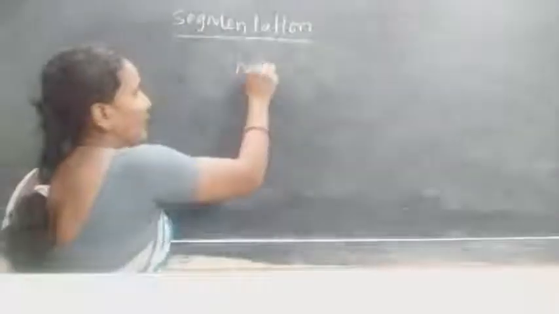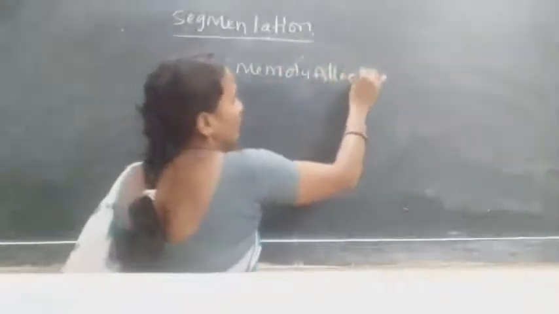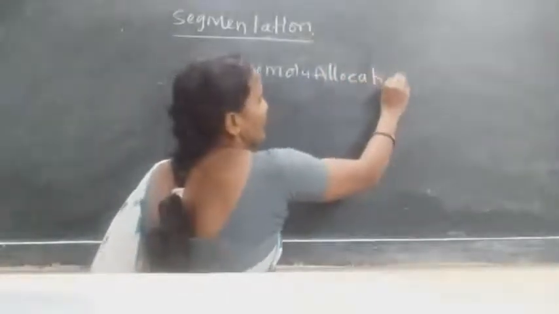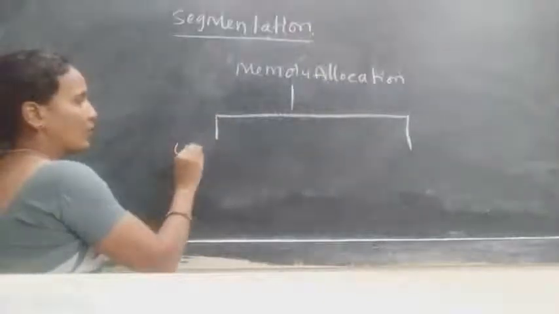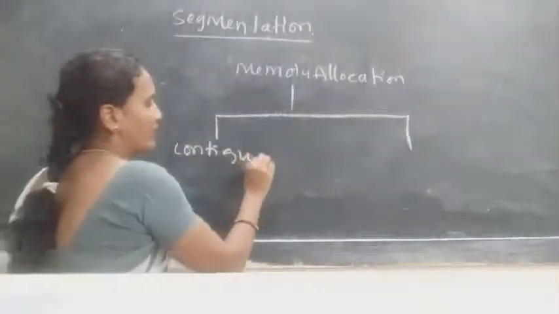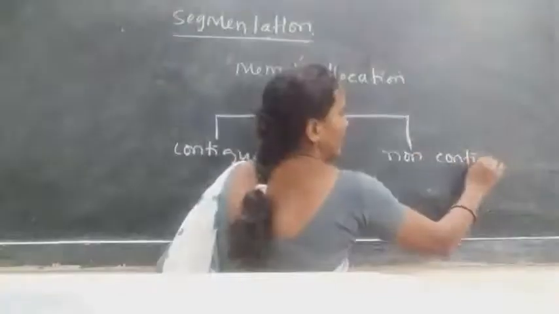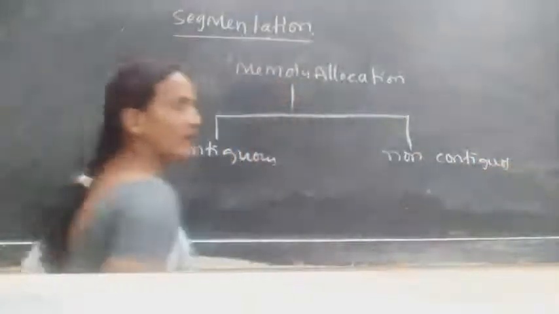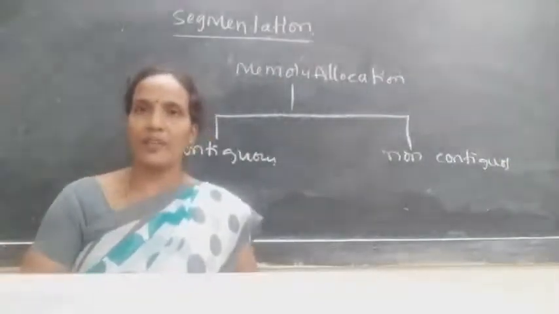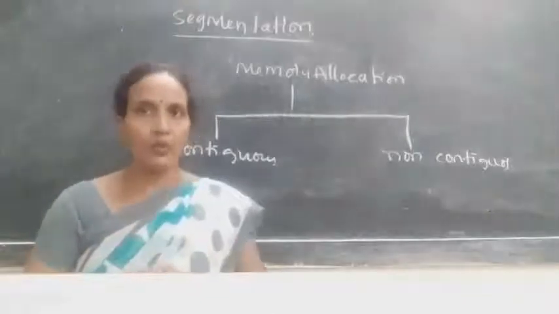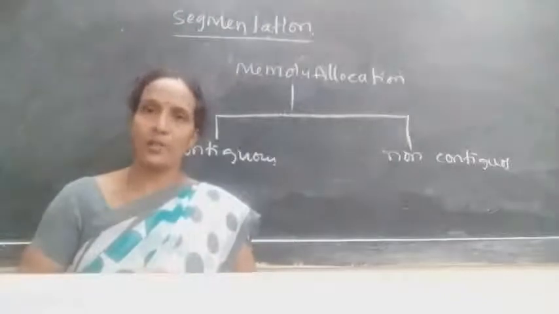When memory is allocated, there are two types of memory allocation. One is contiguous and the second one is non-contiguous. I have already explained contiguous memory allocation. In contiguous memory allocation, whenever the user wants to execute any program, continuous blocks of memory are allocated to that process.